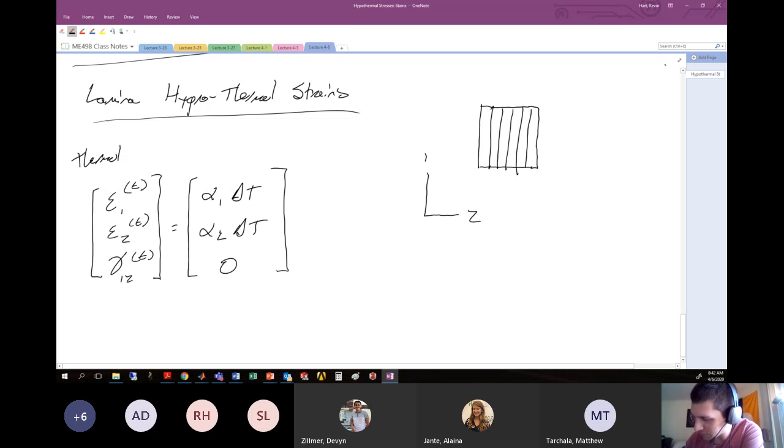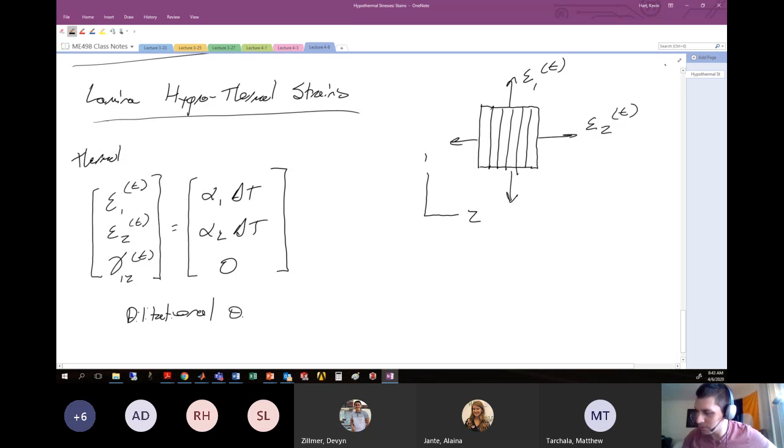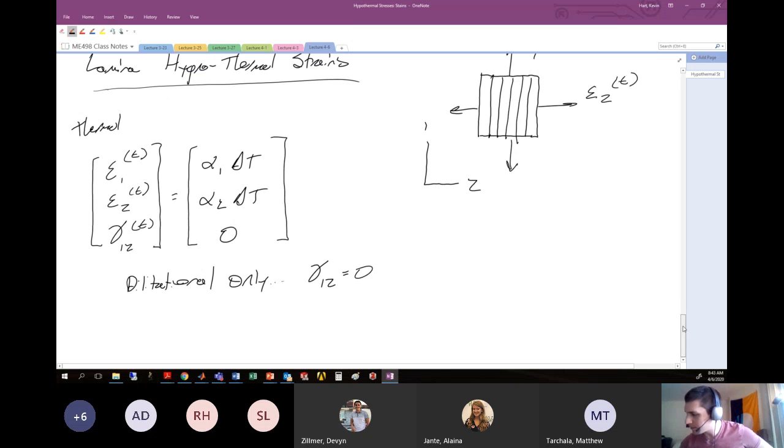All right, so this is what our strains look like in the one and the two directions. You should be thinking in your head something that looks like this. This is my epsilon 1 from thermal, and this is my epsilon 2 from thermal. There are no shear strains that develop because these strains are fully dilatational. I'll spell that out here for you: dilatational only, gamma 1,2 equals 0. All right, so that's your thermal.